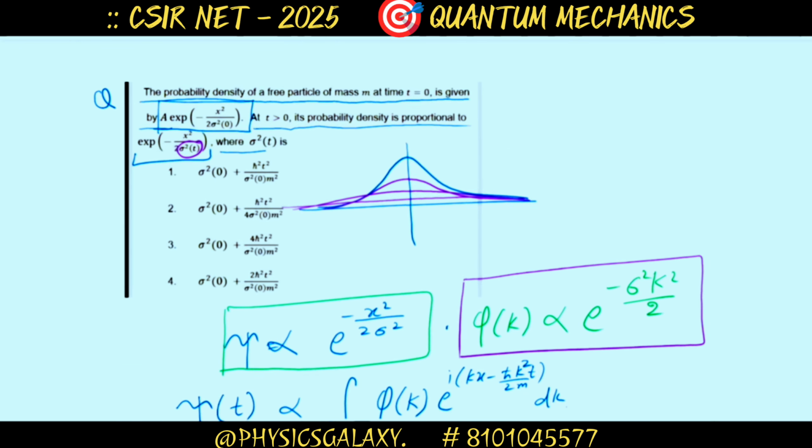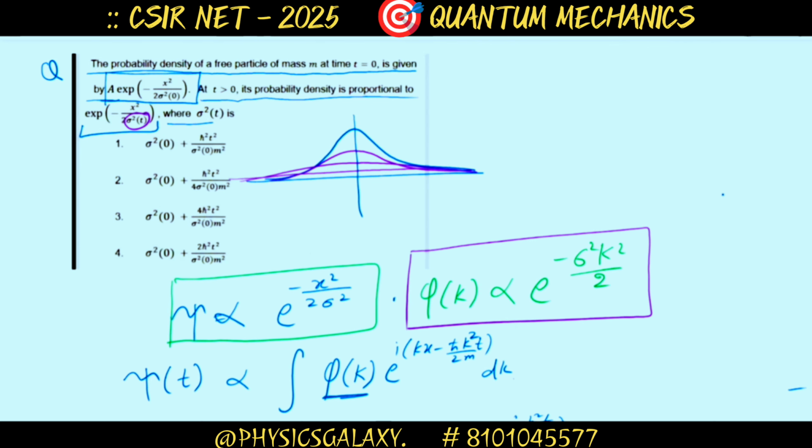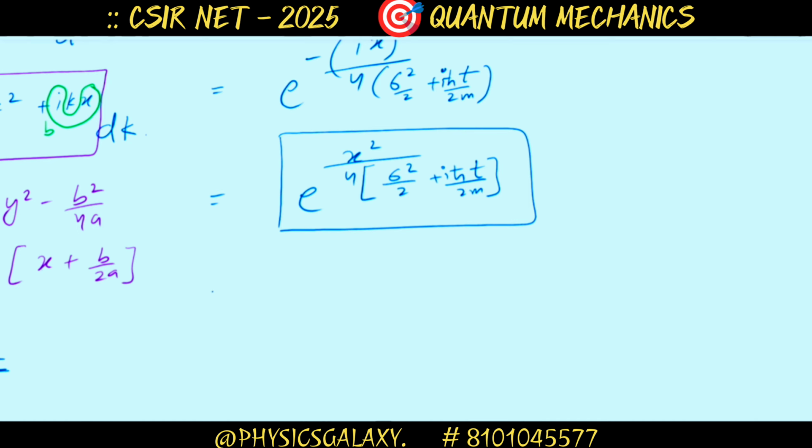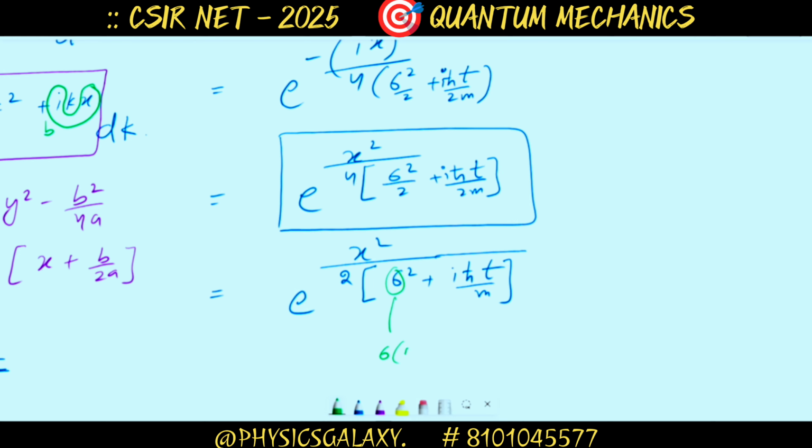Now we have to put it in this form, 2 sigma square. So it will be e to the power x square by 2, then we have sigma square plus iota h cut t by m, right? So this sigma is actually sigma at t equal to 0, sigma of 0.